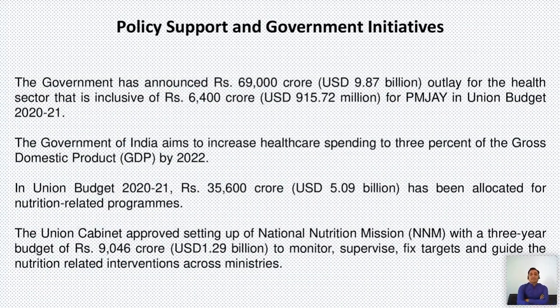See, the discussion I always plan has to be very realistic, it should not be hypothetical or something like that, and it bears great scientific and data relevance. So I'll be sharing some of the recent updated data, which we can consider as the policy support and government initiative taken for 2020. If you see on the screen, the government has announced 69,000 crore rupees as the outlay for the health sector, inclusive of 6,400 crore for Pradhan Mantri Jan Aushadhi Yojana in the Union Budget for 2021.